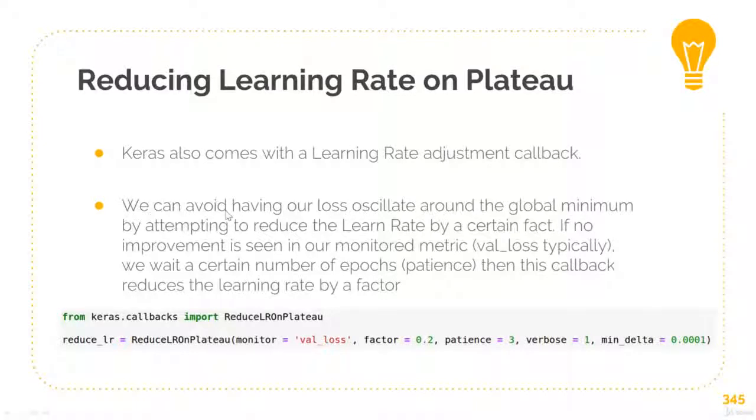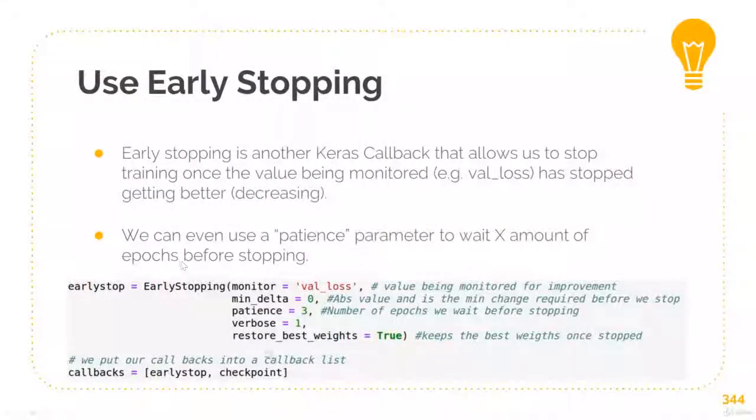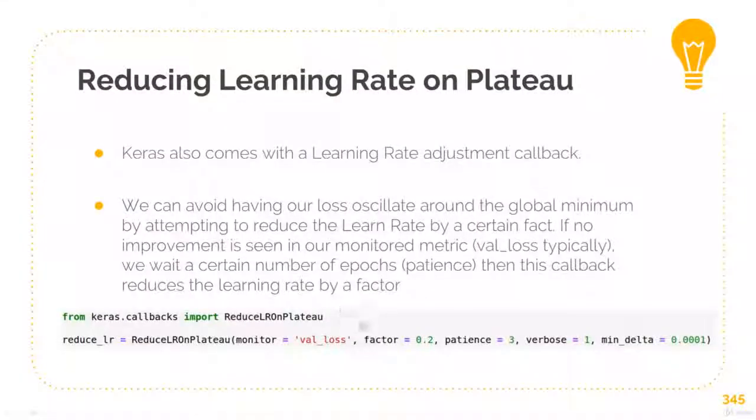And how does Keras even know this? If no improvement is seen in our monitored metric, typically validation loss, just like early stopping, we wait a minimum number of epochs, and then we change the learning rate. This is a factor we can change it by, and this is the minimum size we can make our learning rate, or the change be. Okay, so this is a quite useful feature to use.